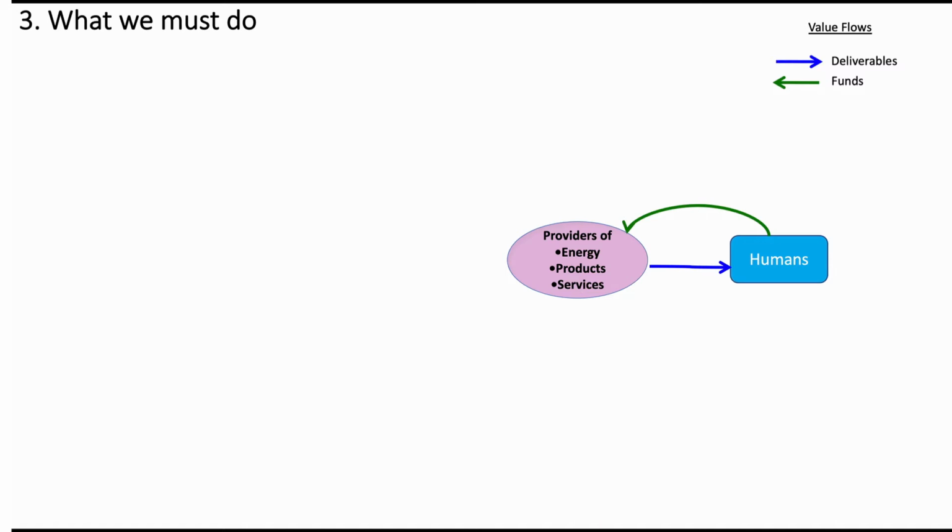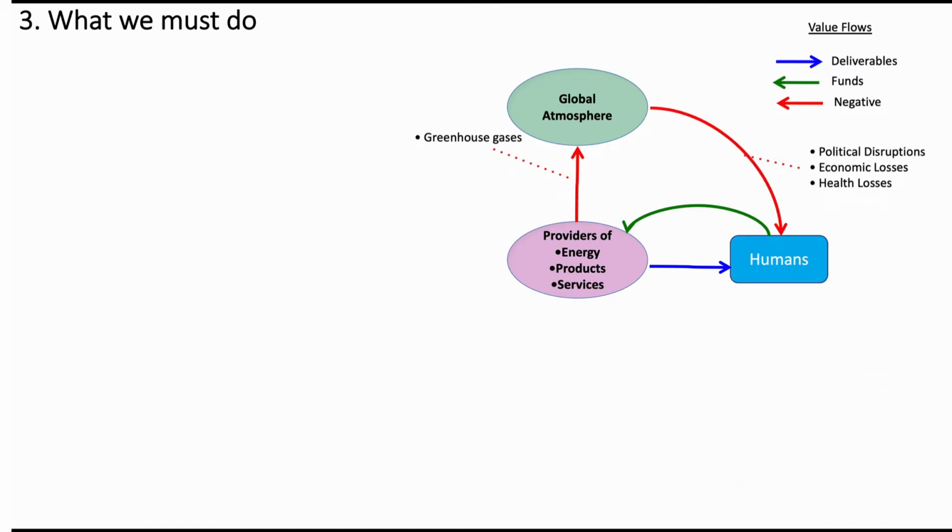But while the providers are creating those values, as we have shown in part 1 of this video, they also generated greenhouse gases in the global atmosphere, a negative value flow, as shown by the red arrow. And as we showed in part 2, the effect of these gases in the atmosphere is shown in the model as a negative value flow, another red arrow. It is one that affects all humans in the form of losses in economics, health, and political disruptions.